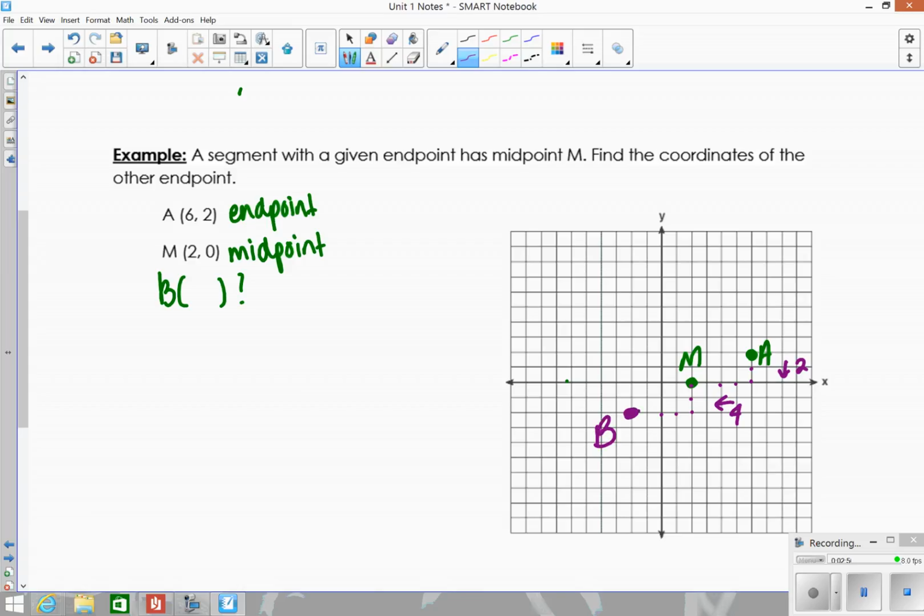So now here's my entire segment. These 2 parts have to be equal since M is the midpoint. I know that they're equal because I counted the same way. So the coordinates of B are going to be (-2, -2).